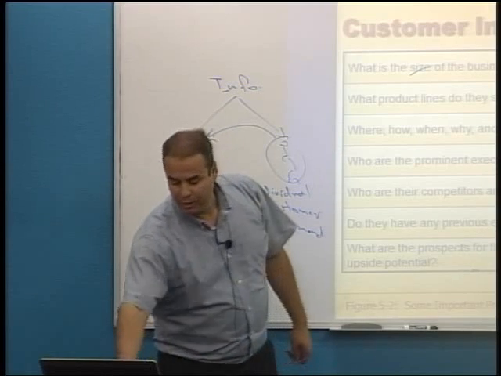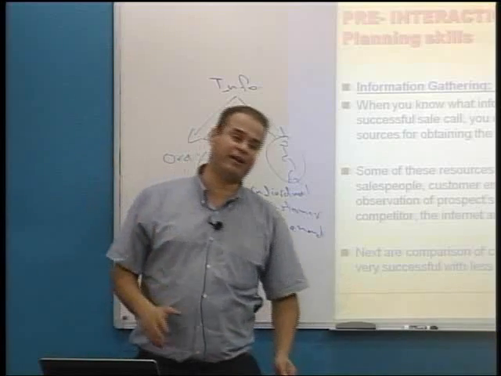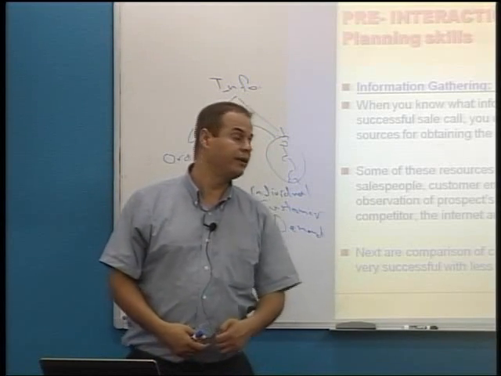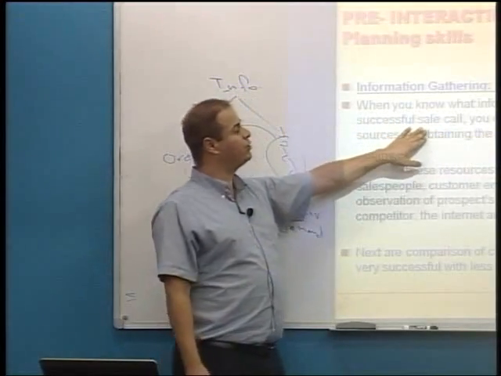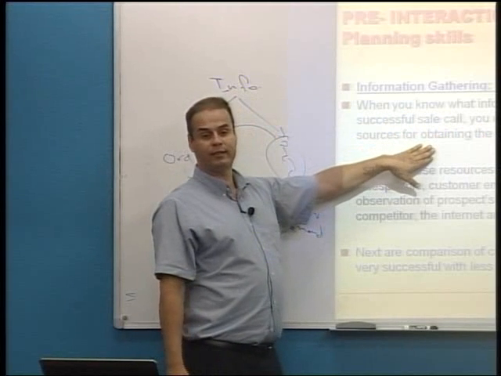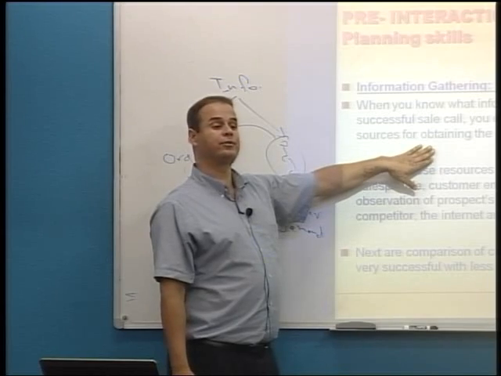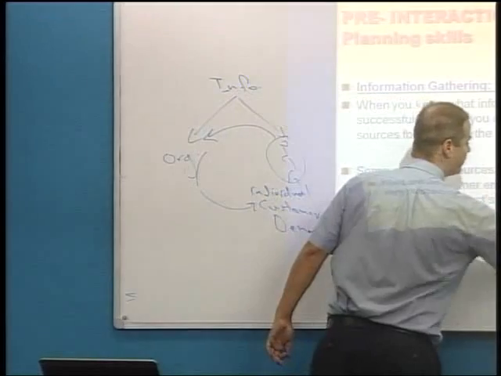Clear? Okay, go on. Now we are going to go to the third skill, which is how a salesperson should master the skill of collecting information or data. Remember, when you know what information you need to make a successful sales call, you can usually identify a number of sources for obtaining the data. But how am I going to obtain the data? By various resources or sources, including company records.